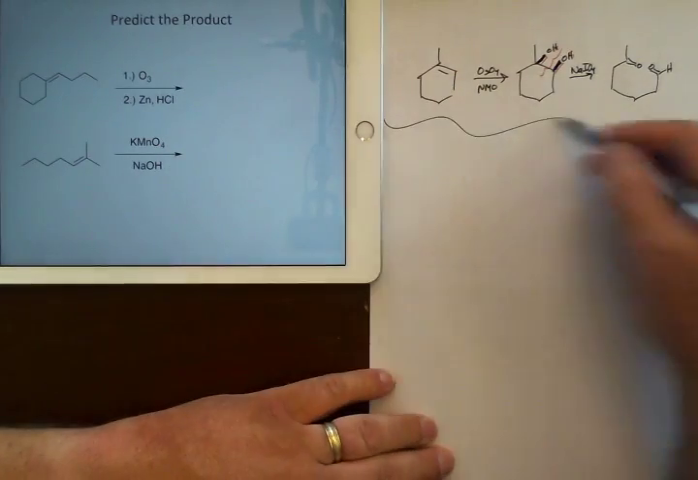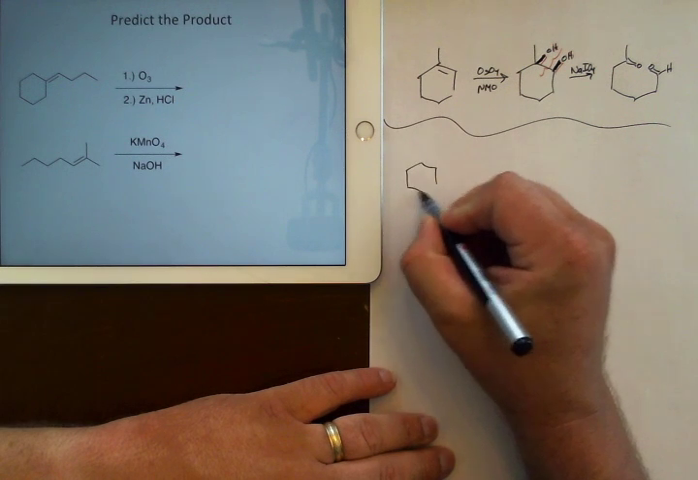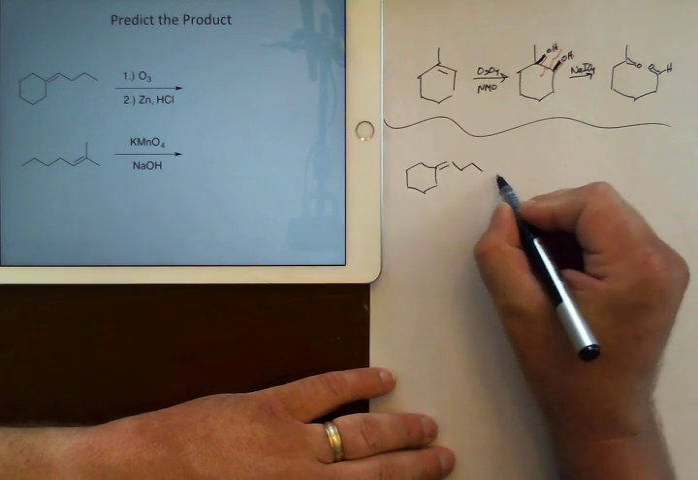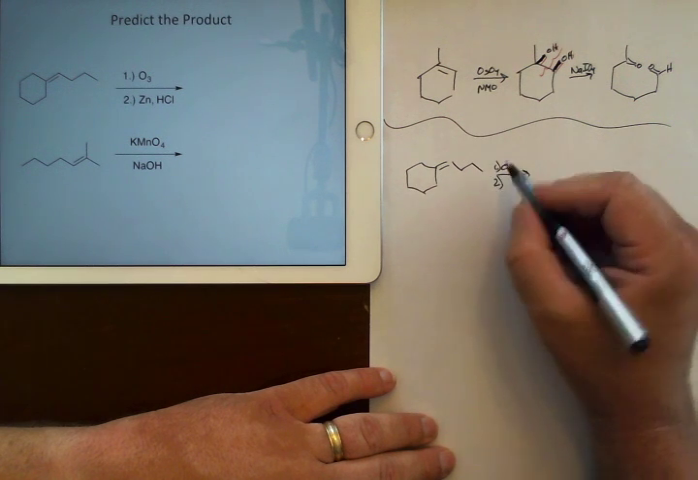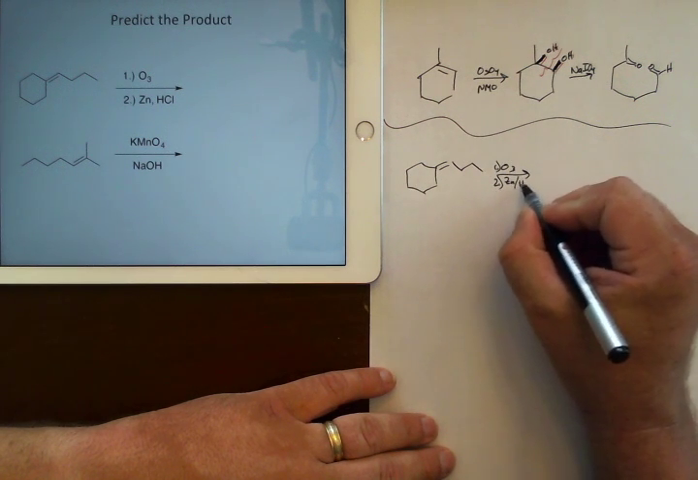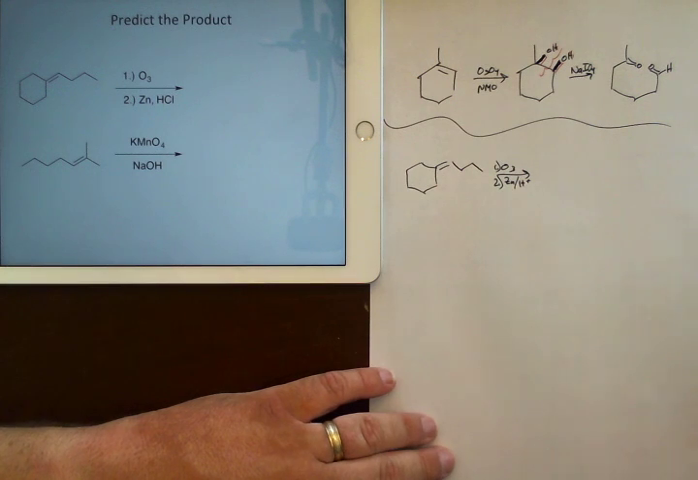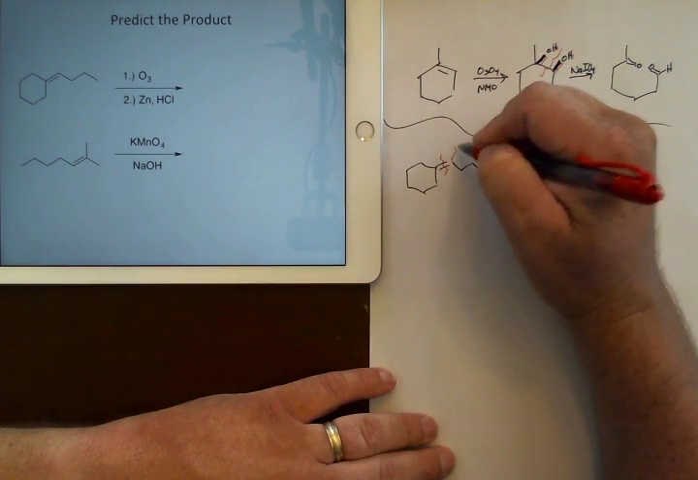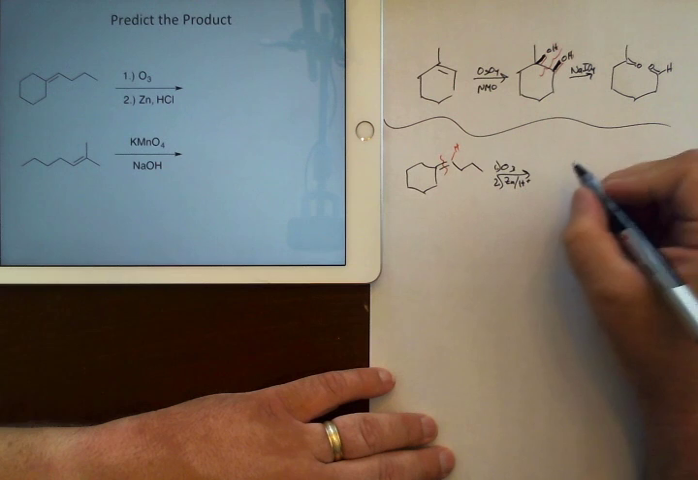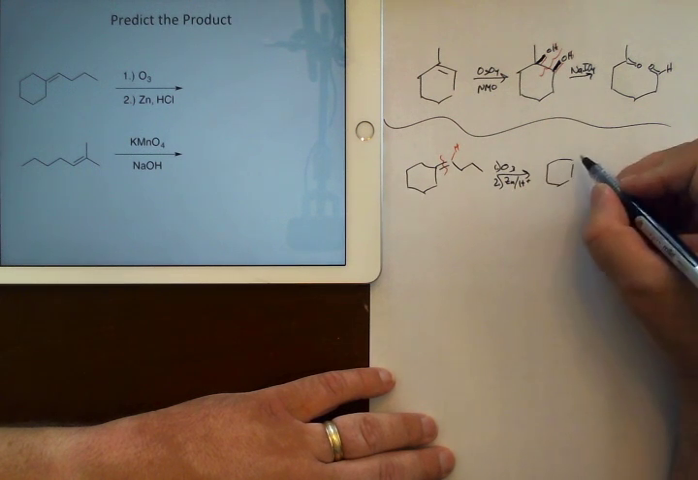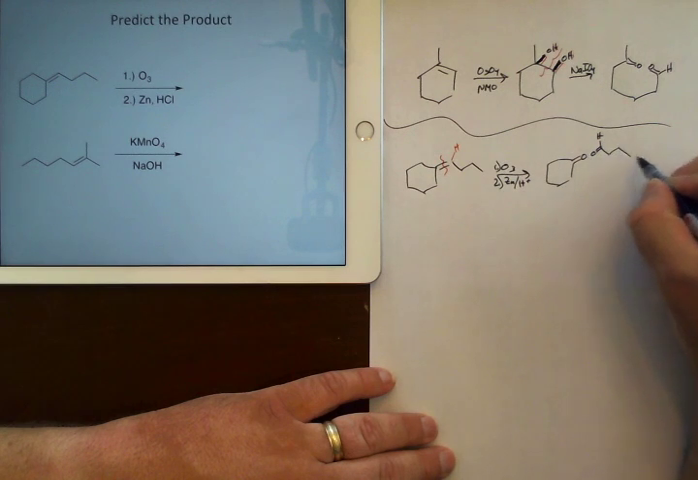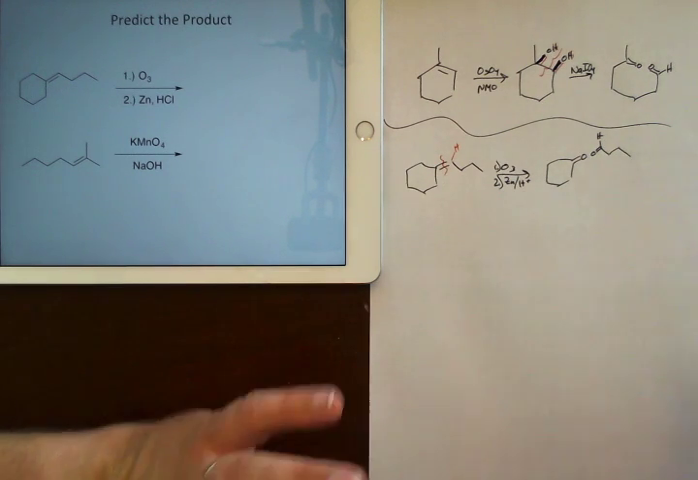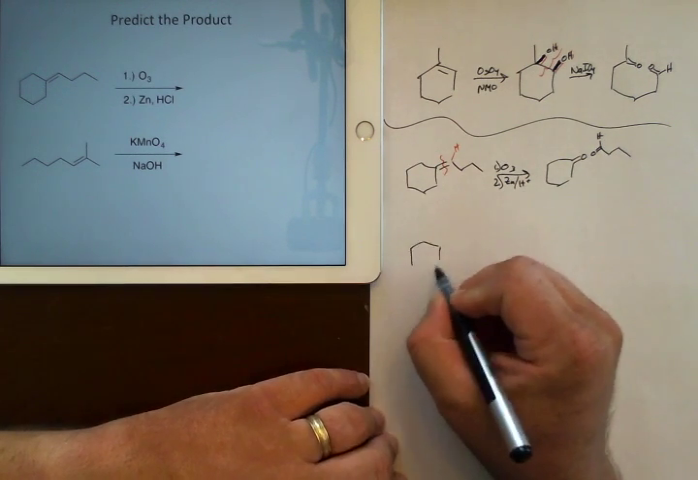Okay, so if we've got this one, O3, and then you do the normal acid workup, you're going to get the cleavage here. There's an H here, so you're going to end up with OH here, and then the nitrogen like that. You just get a nice cleavage, no problem.